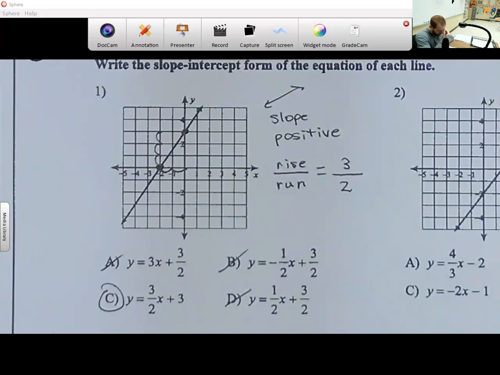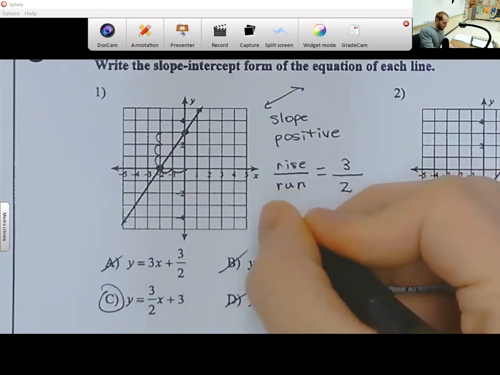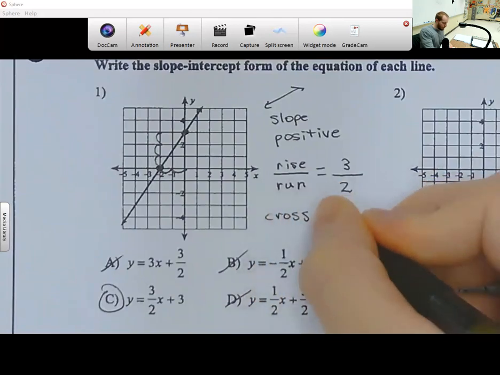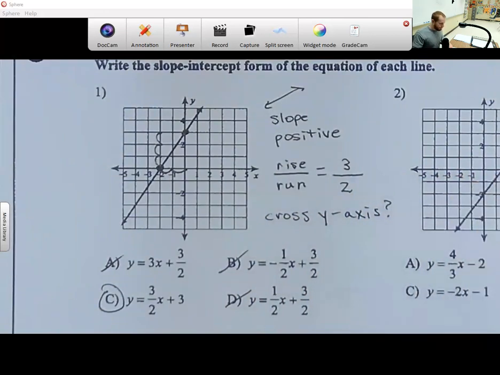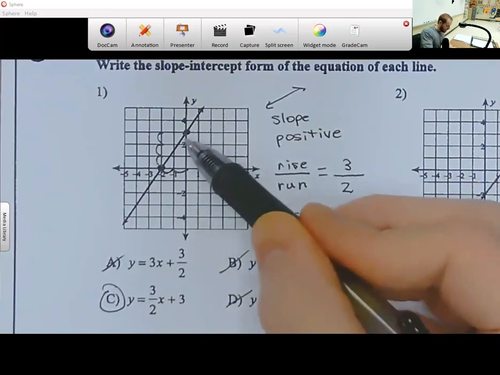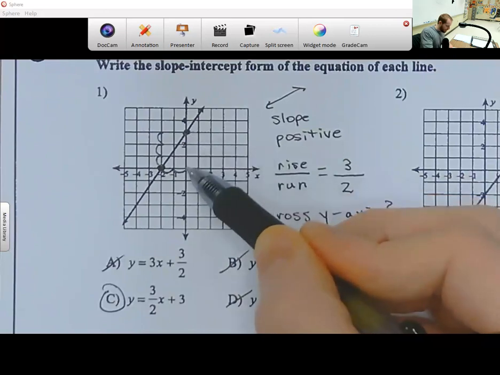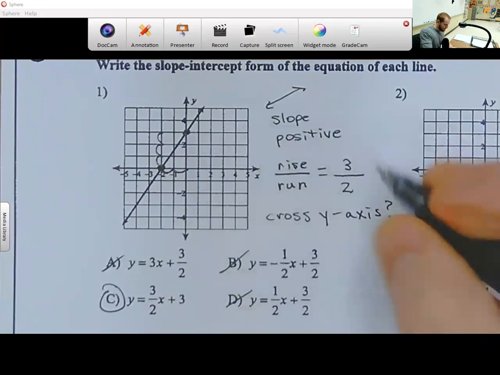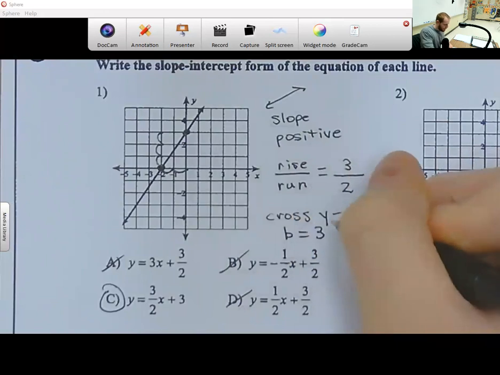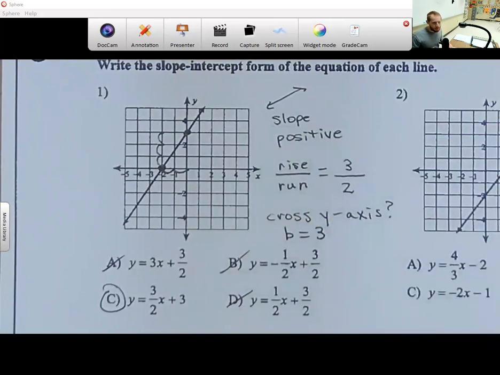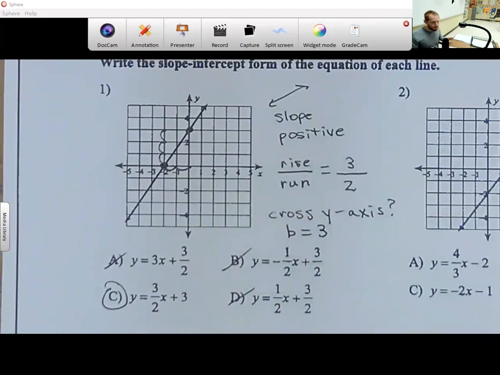Okay. Now the next thing we have to do is find out what the y-intercept is. So we're asking ourselves, where does the graph cross the y-axis? That's a good question. Well, it looks like it's going to cross the y-axis here. That's going to be at 1, 2, 3. So I know that b is going to be equal to positive 3 because it crosses the y-axis at positive 3, right? That's the y-intercept. And that's the last thing we have to find.